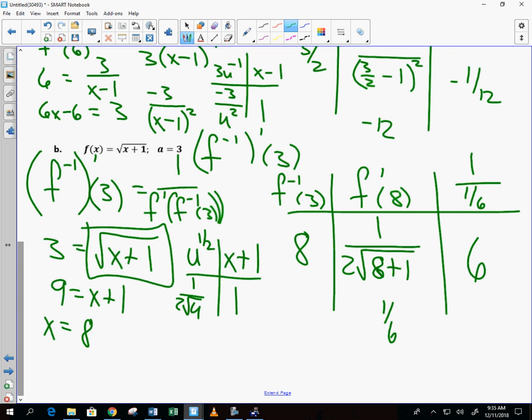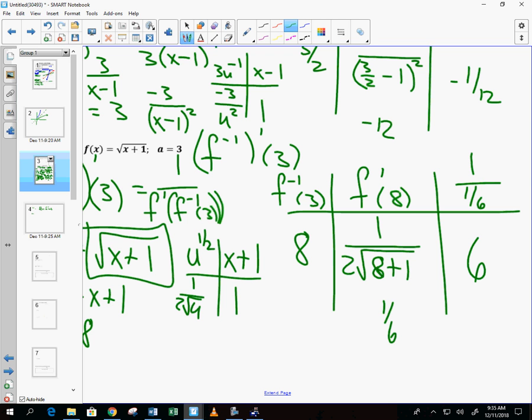Nope, I always take the principal root when you do square root unless you're taking the square root of a variable like x squared, then list two solutions.